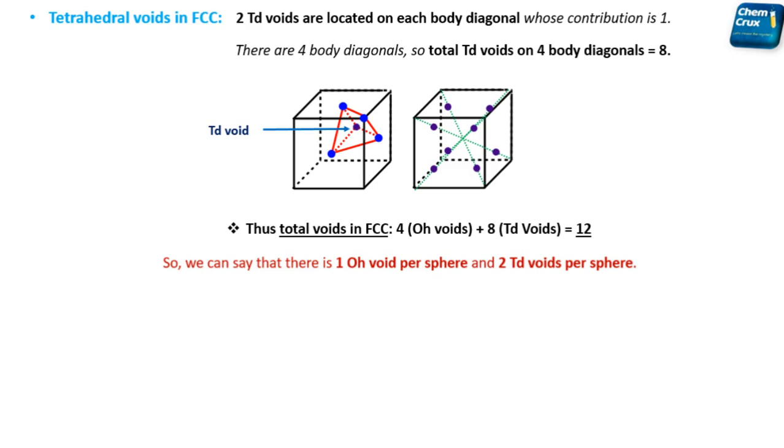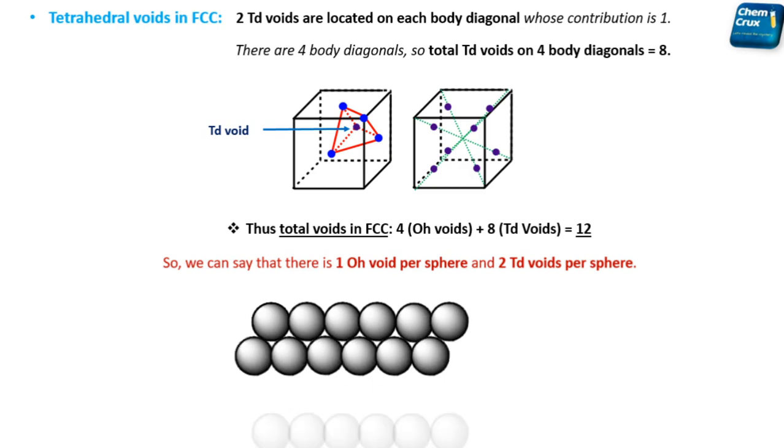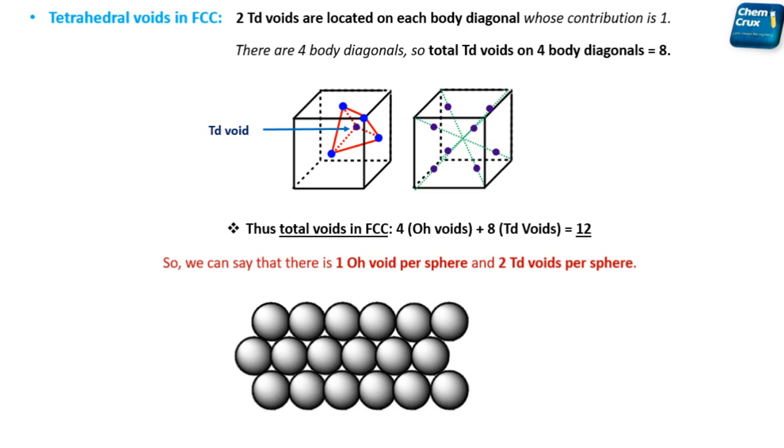So let's form that again. So this is the first row of the first layer. This was the second row arranged in a staggered manner. And this is the third row aligned with the first row. There were 2 types of voids, the red colored voids and the green colored voids. So while we were forming the second layer, we were covering the green colored voids by adding a sphere above it, right?